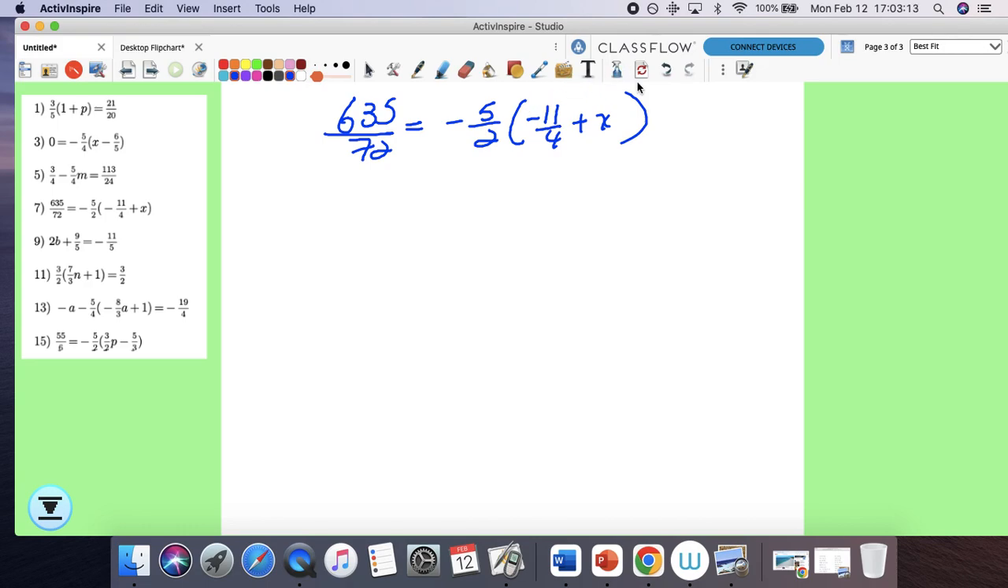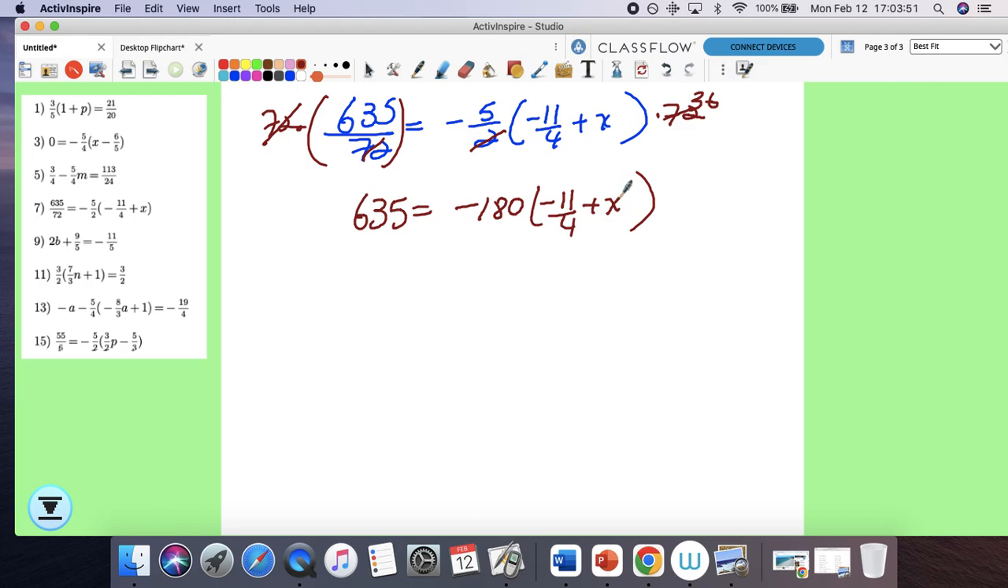Well, let's see. Because I have a fraction inside the bracket, let's say I don't do the distributive property first, right? I multiply by 72 and multiply this guy by 72. 72 and 72 simplifies, right? That goes away. We're left with 635. Over here, I'm simplifying 2 and 72. I get 36, right? So 36 times 5 is 180, negative. So I get negative 180. And inside the parentheses is all the same. That's x. I still have to do the distributive property.